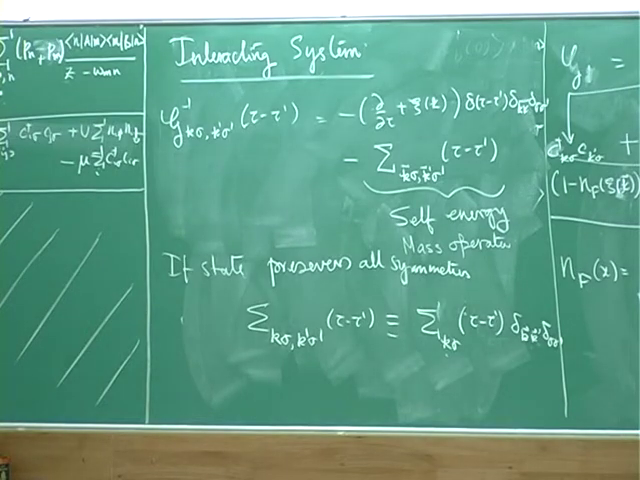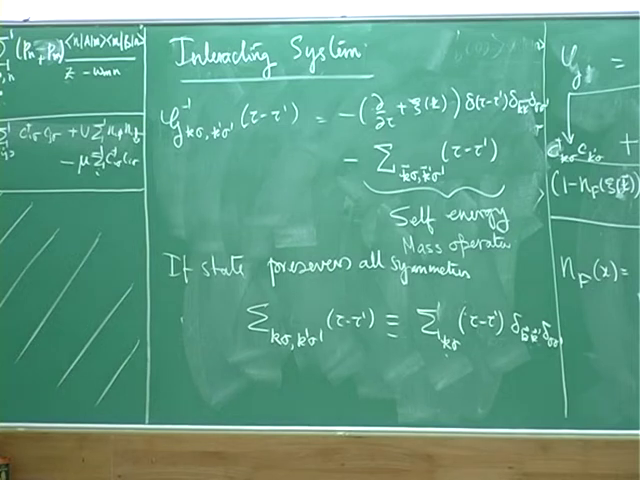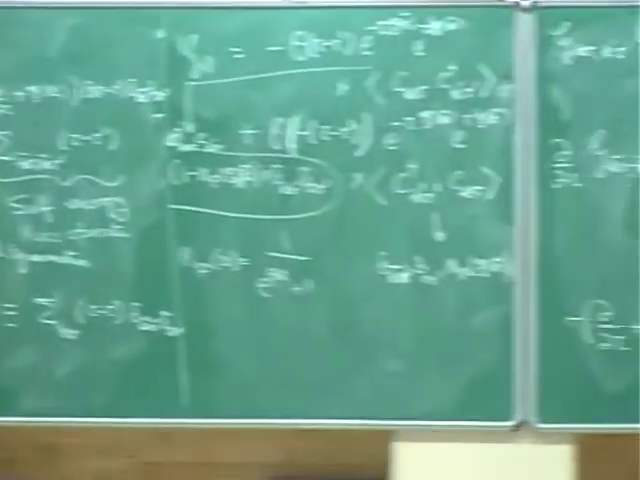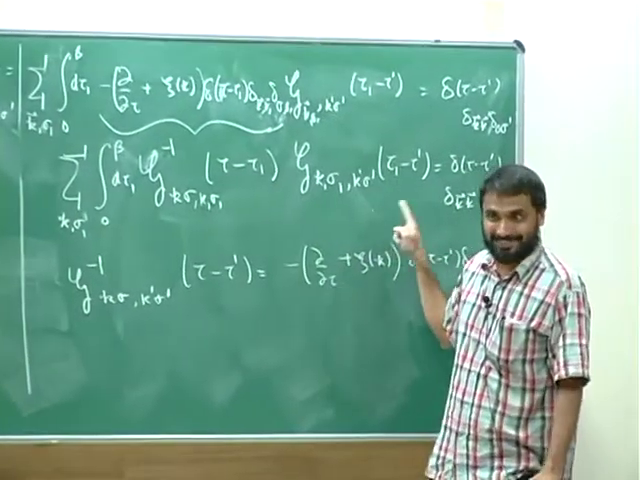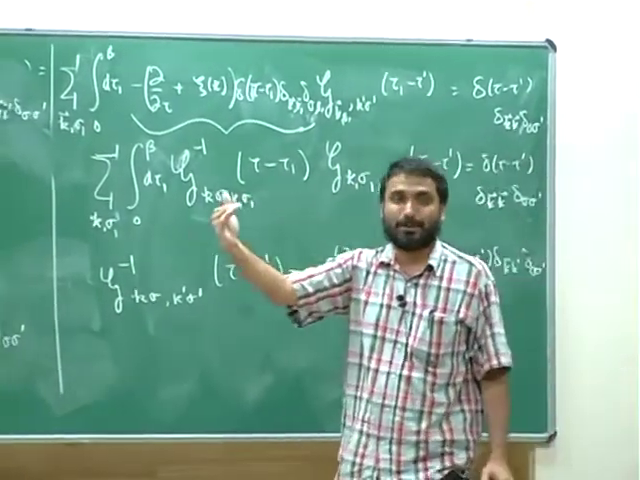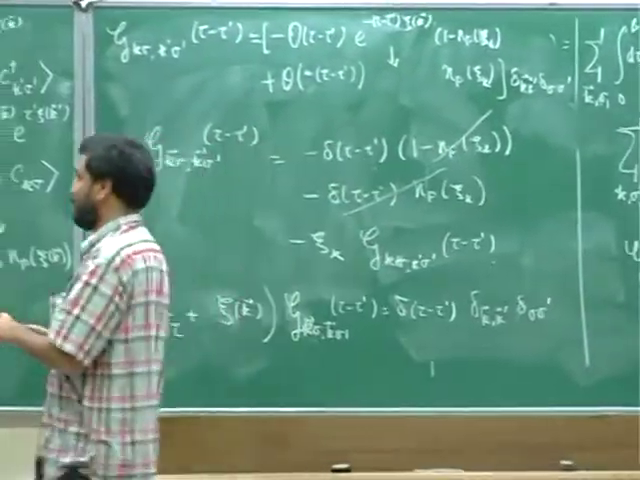Okay, other questions? If not, let me proceed. I want to take this equation that I have written, which is a generic equation whether it's interacting or non-interacting, and put it in frequency domain. This is written in time domain. I want to write this in frequency domain. If I do that, what will I get? That's my question.